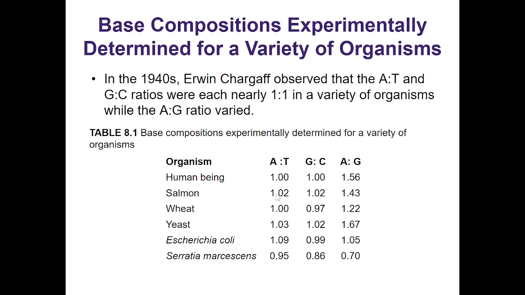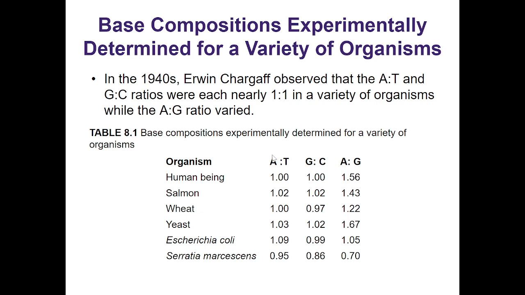And right here we can actually see this work. And again, we see the AT ratios are basically always around 1, right? We see the GC ratios, they're almost always around 1, though you can get a little bit of difference down here in that organism right there. What we see is the AG ratios, on the other hand, vary a lot, right? Okay. Why is that? If you saw a pattern like that, what does that indicate to you?